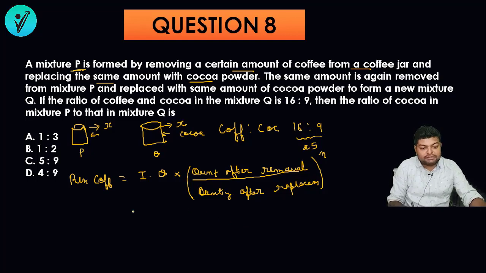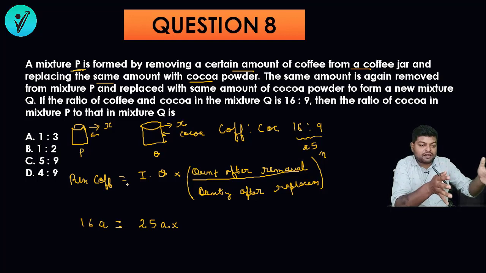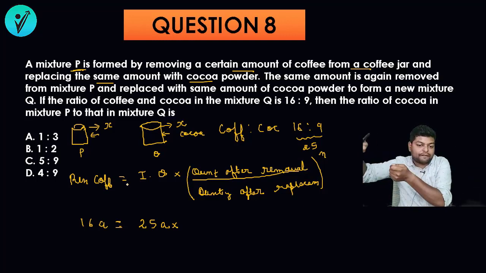Okay, so if I have to write remaining coffee, how much coffee is left out? So now we have 16 parts of coffee left out. So 16 parts, or we can say 16a. Just I'm using a variable. So 16a will be equal to what? It will be how much coffee we had initially. 25 parts means initially we had 25a, into quantity after removal. So see, you have 25 parts of coffee and you are taking x coffee out of it.